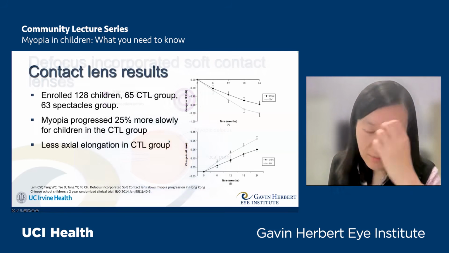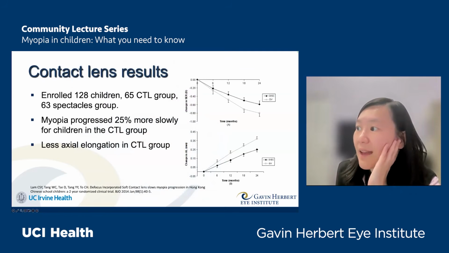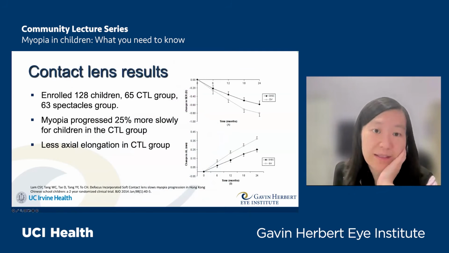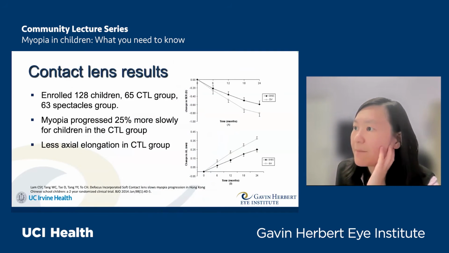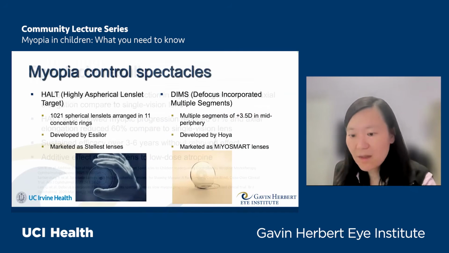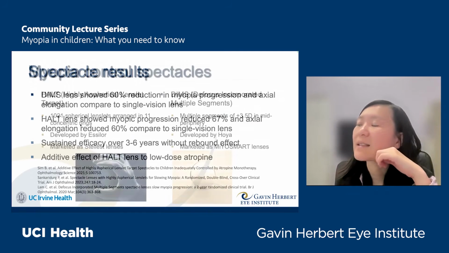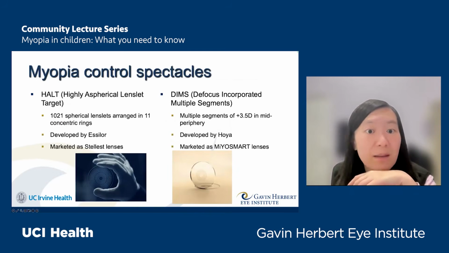Okay, so what do the contact lens studies show us? Well, it seems that it did slow progression by 25% more for these kids who actually had the contact lens, which seems to be pretty promising. And similarly, the glasses do the same thing. There are two different glasses on the market.